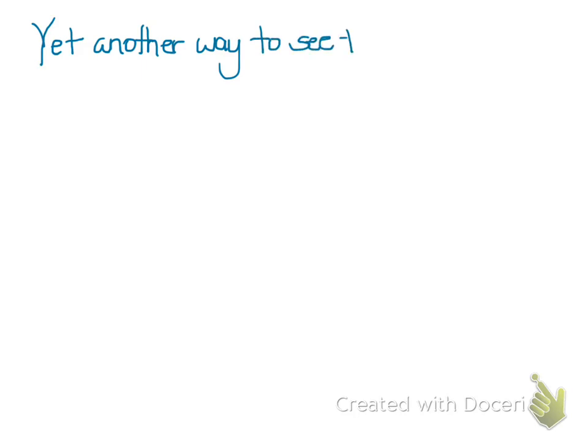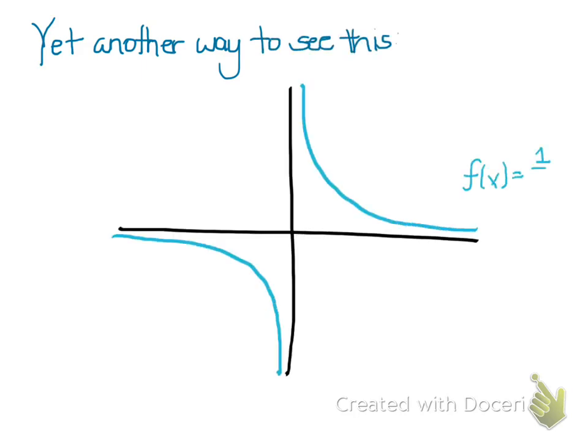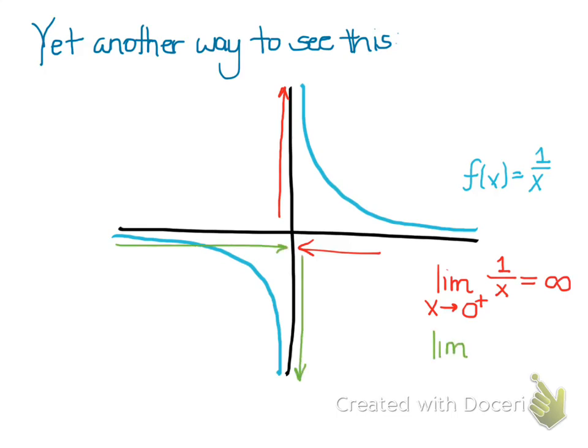Another way to look at this is by looking at the graph of the function. We see that as x gets closer and closer to 0 from above, the y value is getting bigger and bigger. In other words, it's going to infinity. And as x gets closer and closer to 0 from below, the y value is going to negative infinity.